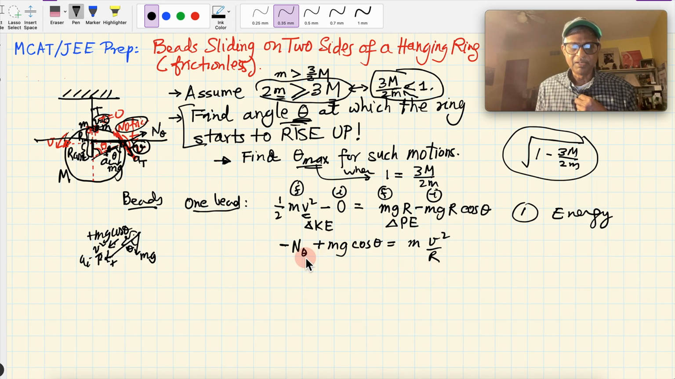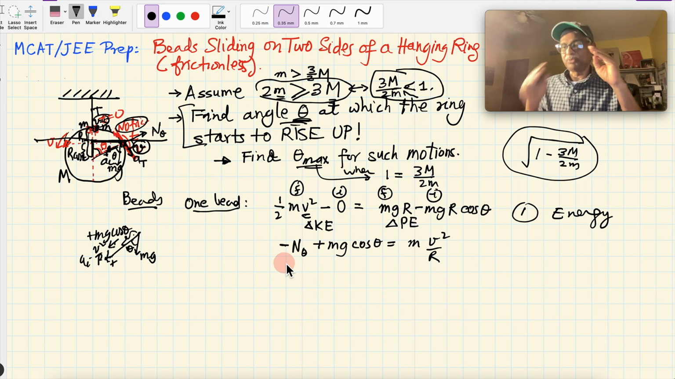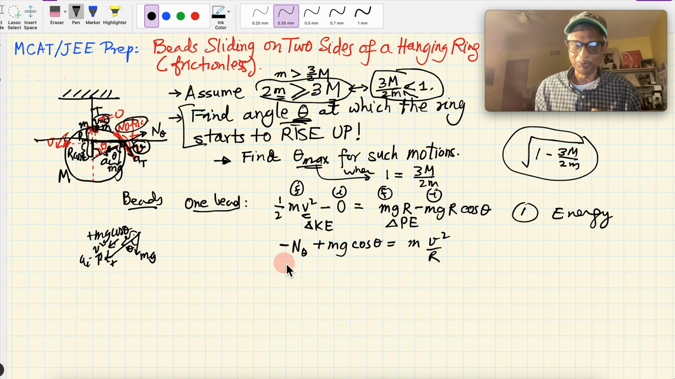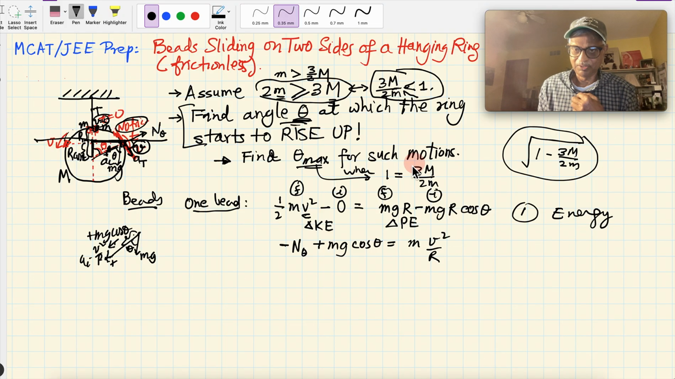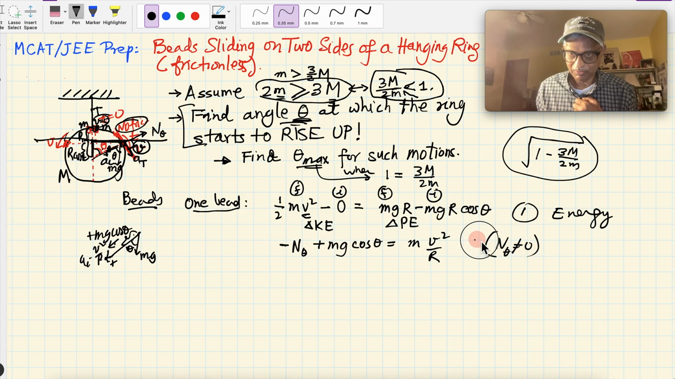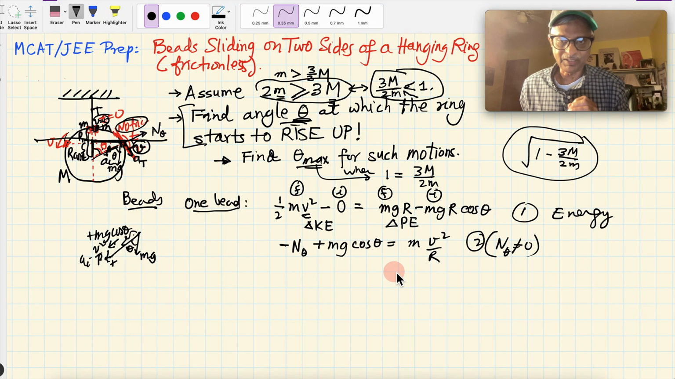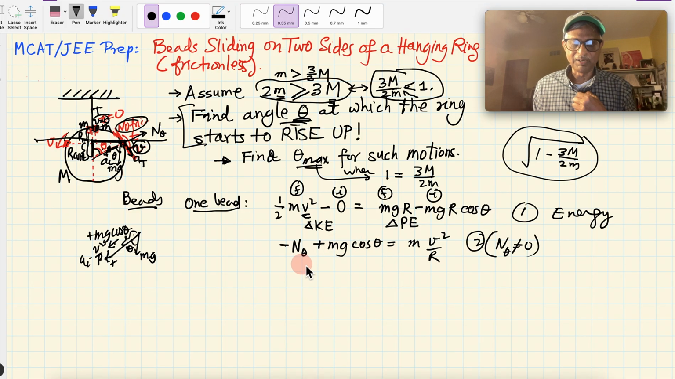We really don't know N of theta, unlike the last problem where we said it's going to fly off, so N of theta would be 0 there. Here we don't know. It's still moving in contact with the ring. N of theta is not 0. N of theta is not 0, so just don't turn it off like that, okay? But at least we can write everything in terms of theta.